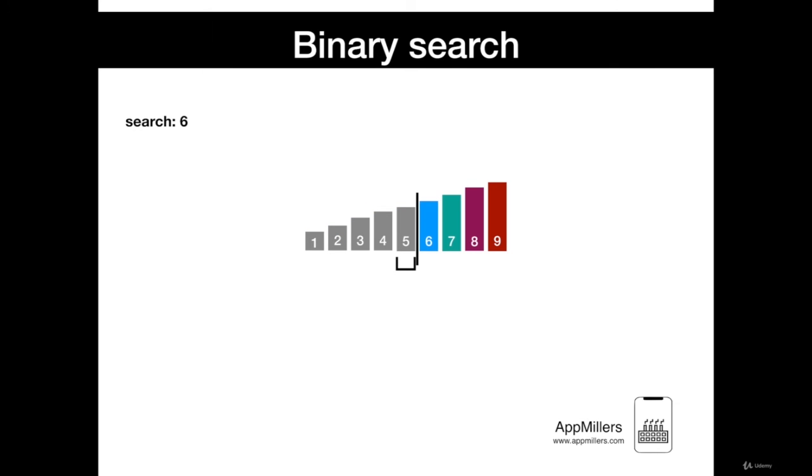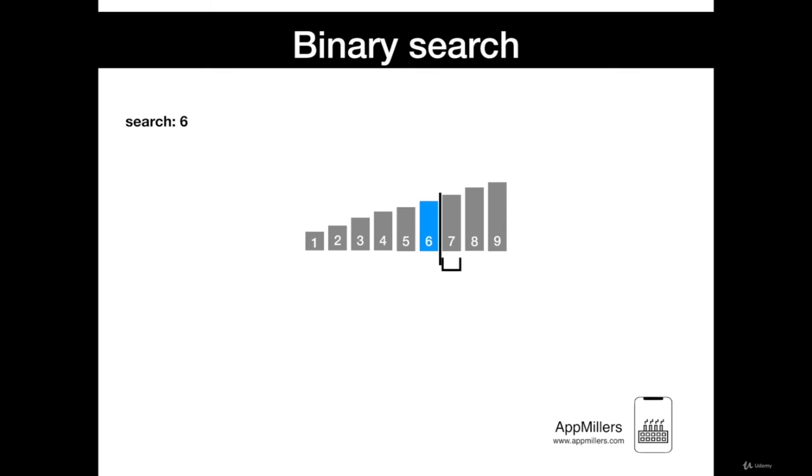In the remaining numbers, we again look at the number in the center of the remaining array. In our case, 7. We compare 7 to 6, and we see that it's greater than 6, which means that the number we are looking for is located to the left of 7. Again, we remove the numbers that we don't need. In this case, we remove 7, 8, 9, which are located to the right of 7.